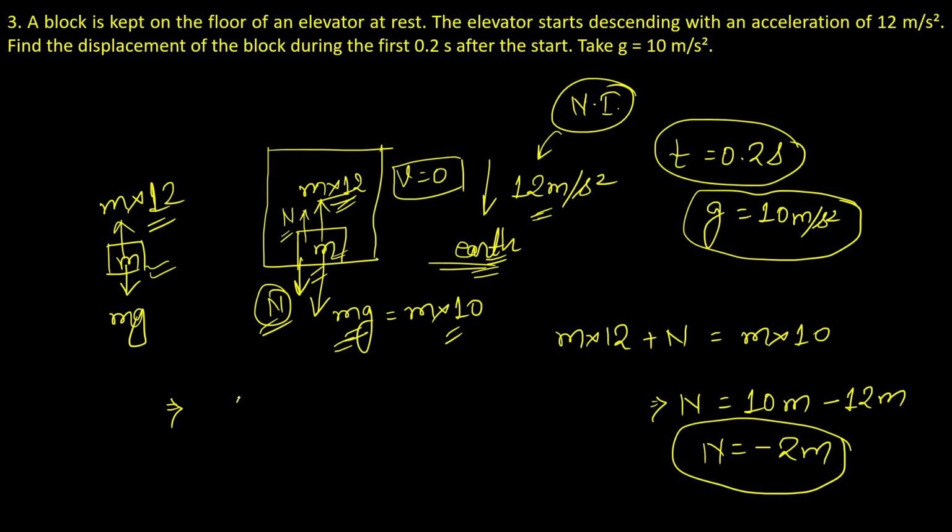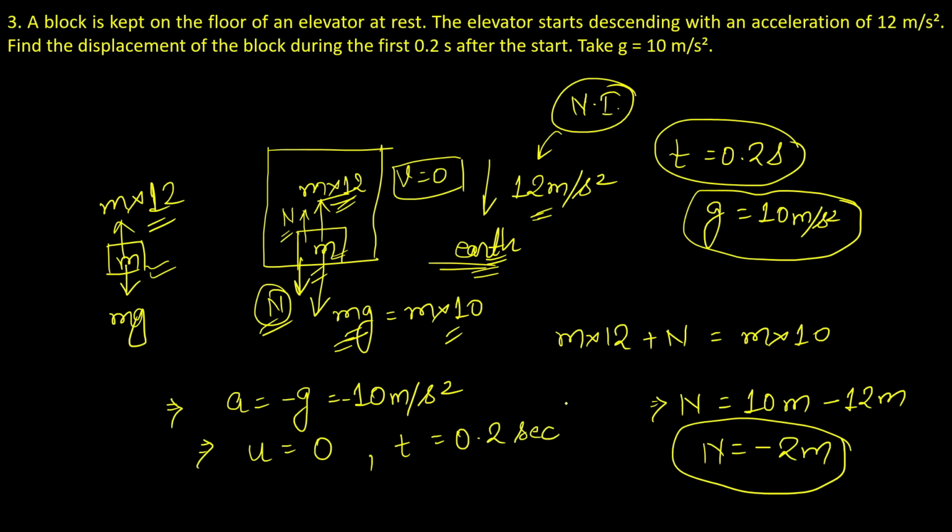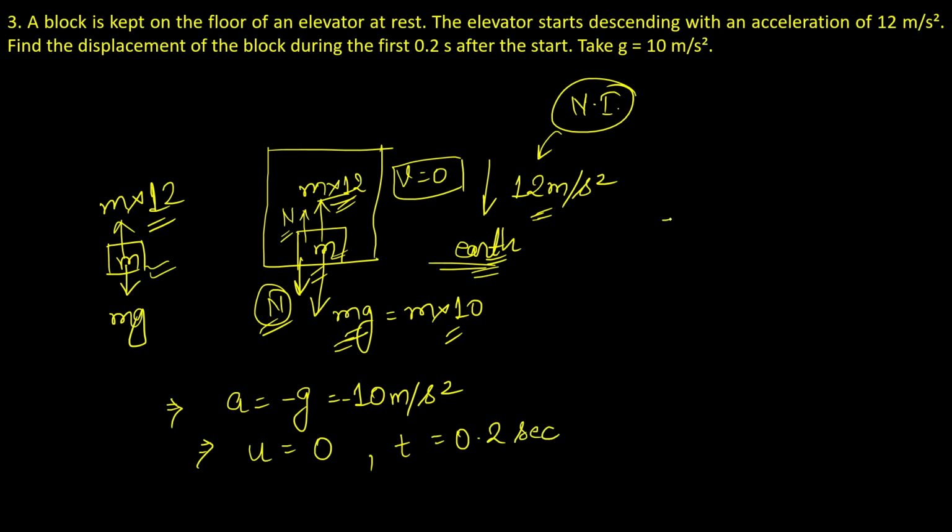And so the acceleration of this mass will be what? Minus g, that is minus 10 meters per second square. Why minus? Because it is in the downward direction. And initially it was at rest, so u is basically 0. And time we already know, that is 0.2 seconds. So now again we need to apply the second equation of motion. So let me apply that.